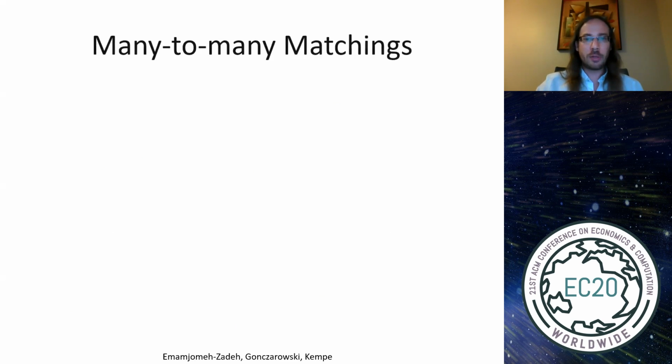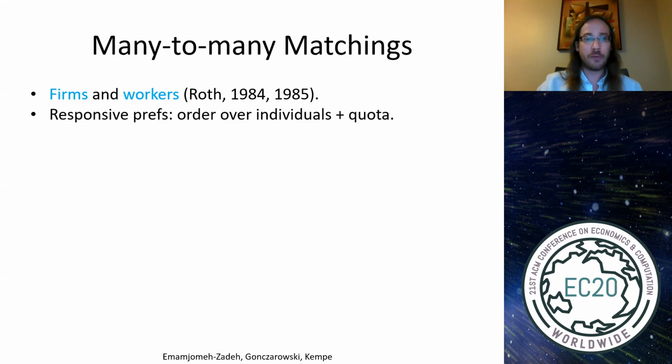So let's move to talking about many-to-many matchings. Firms and workers, Roth 84, 85, many extensions. Each firm can be matched to many workers. Each worker can be employed by many firms. The canonical thing here is responsive preferences. Each firm has an order over individual workers plus a quota of the number of workers that it can employ. Each worker has an order over individual firms plus a quota.